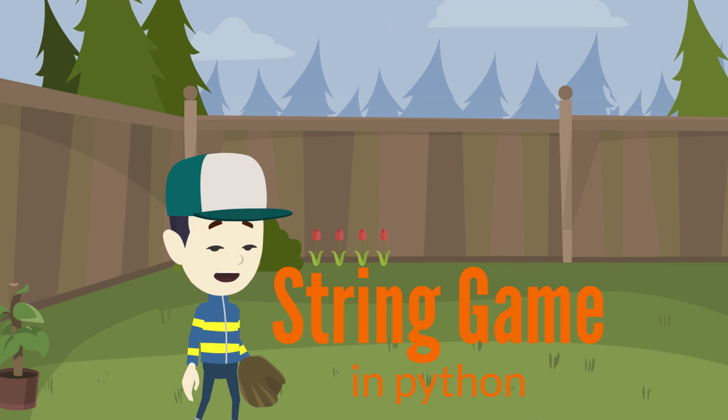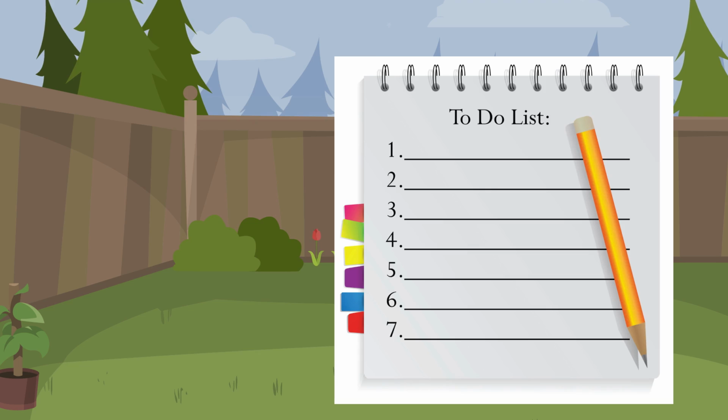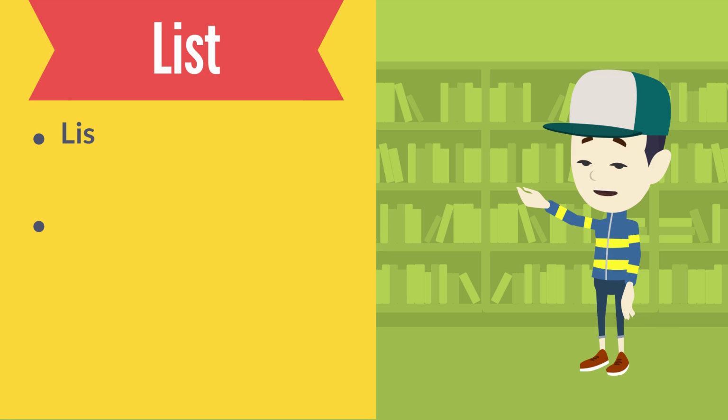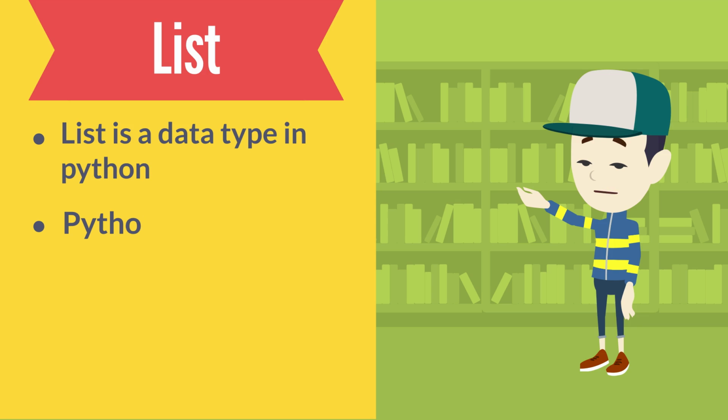Time in Python. I have some to-do list items for my school: pen, paper, pencil, eraser, sharpener, crayons, and markers. What if I want a to-do list in Python? Cool! Python has a data type called list to do that.